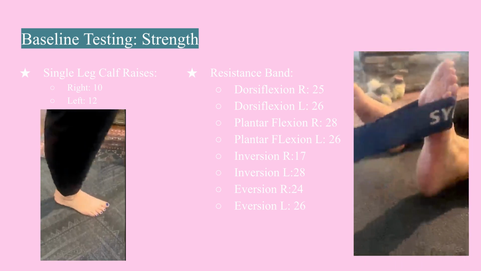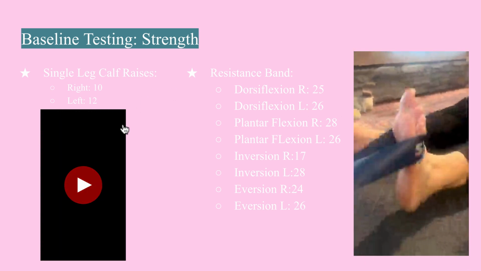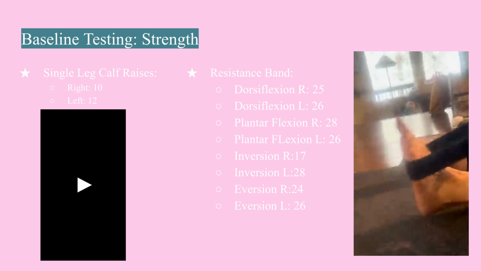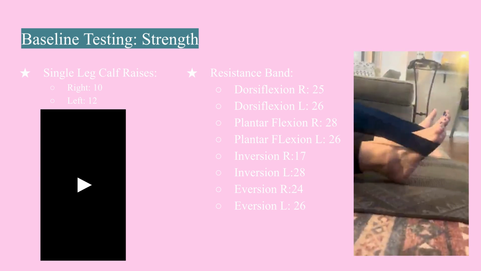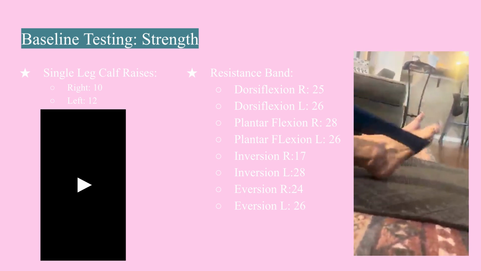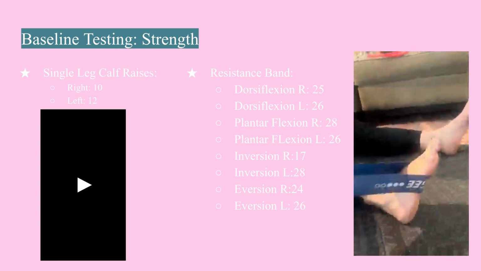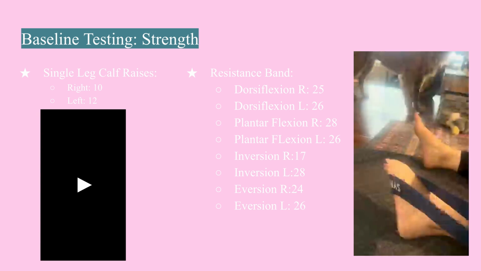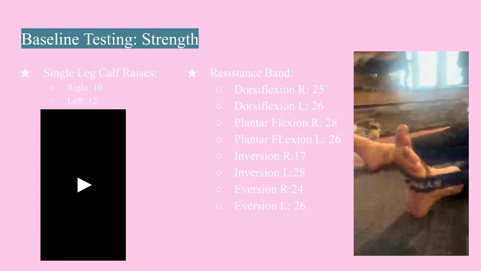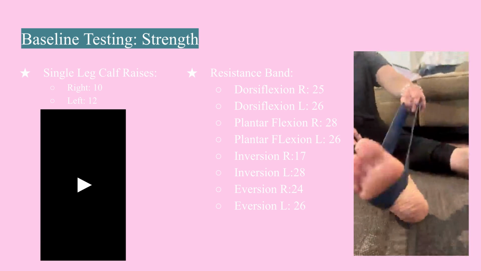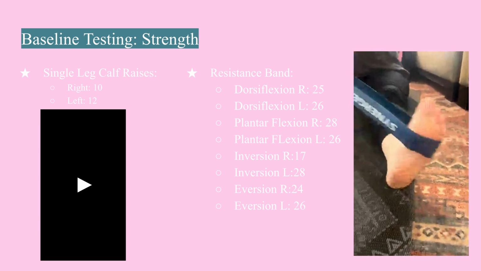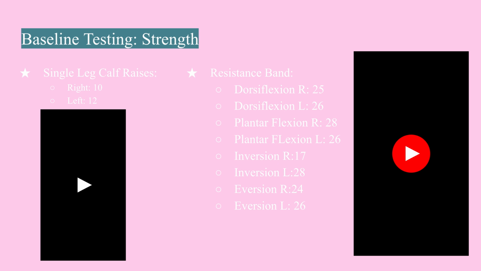At the beginning, she was able to do 10 single leg calf raises on her right and 12 on her left. For resistance band, we did dorsiflexion resistance band. She was able to get 25 on her right and 26 on her left. For plantar flexion with the resistance band, she was able to get 28 on her right and 26 on her left. For inversion with the resistance band, she was able to get 17 on the right and 28 on the left. And for eversion with the resistance band, she was able to get 24 on the right and 26 on the left.